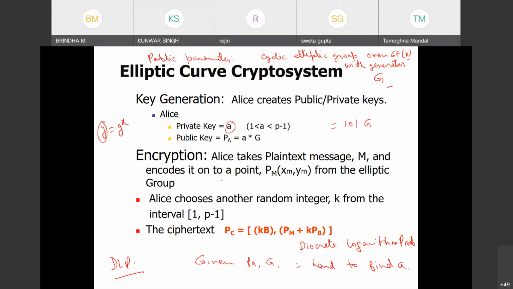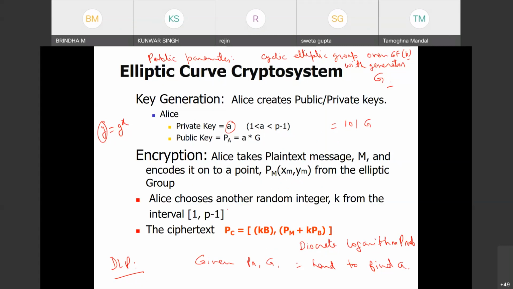Okay, so you have a message. Maybe you can do it like so: half of the message maybe the X coordinate, half maybe the Y coordinate, and then you check whether it lies on the curve or not. That may be one of those. So you have to convert the message into a point on the curve, and then you have to encrypt.